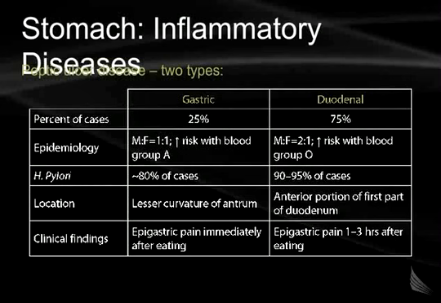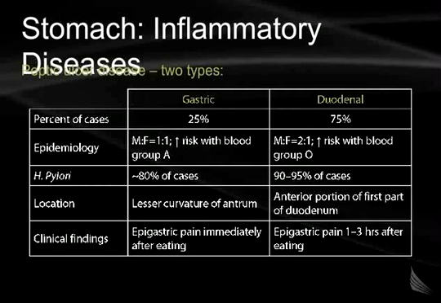pylori. Thus, whenever you see a duodenal ulcer, you should always check and treat for H. pylori disease. In patients with gastric ulcers, you should still check for H. pylori and treat if positive. Because remember, H. pylori is a risk factor for ulcer disease as well as for gastric maltoma and gastric adenocarcinoma.